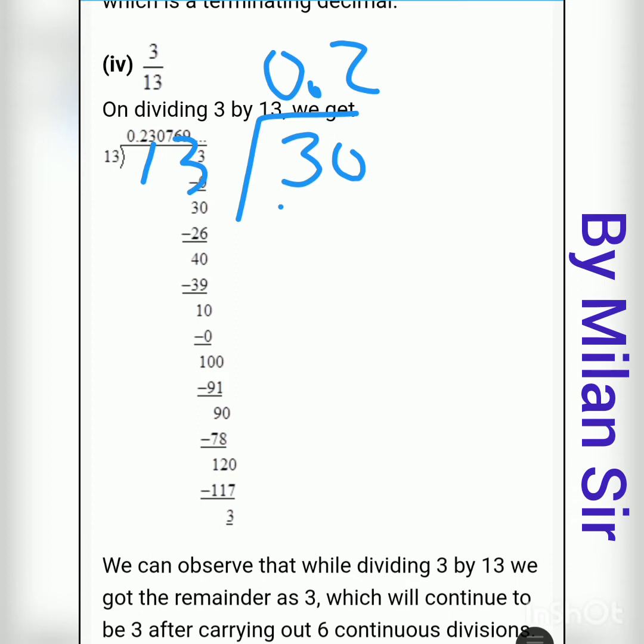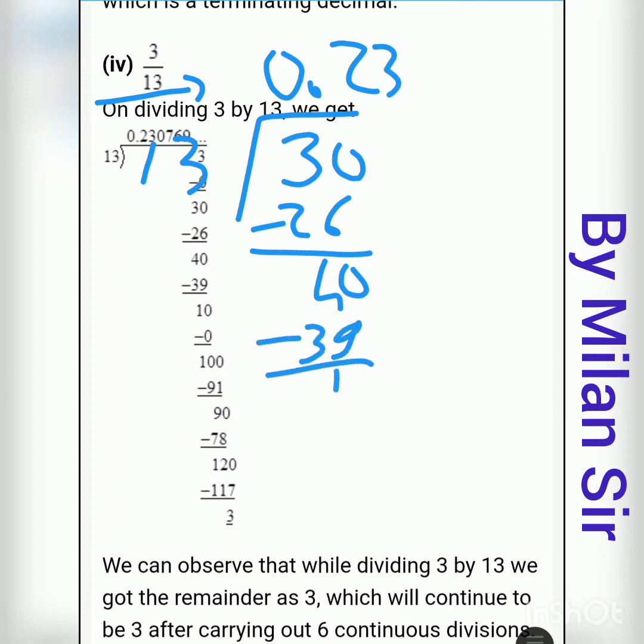Now 13 2s are 26. 4 remainder. We already put the decimal point, so here we get one extra 0. 13 3s are 39. 1 remainder, we get one extra 0. So 10, but still division is not possible. That means we cannot divide 10 by 13. So we require one more extra 0. So here in the answer we need to put a 0.